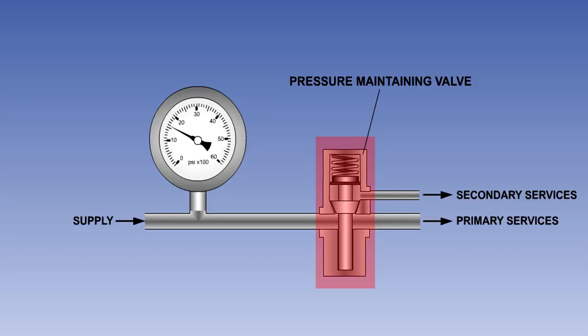A pressure maintaining valve or priority valve isolates secondary services from the pressure supply if system pressure falls below a predetermined value, thus giving priority to the operation of the primary services. Prior to system startup, with no pressure in the system, the spring will hold the pressure maintaining valve on its seat, cutting off the fluid supply to the secondary services.